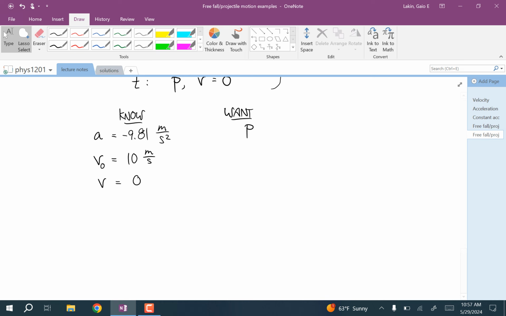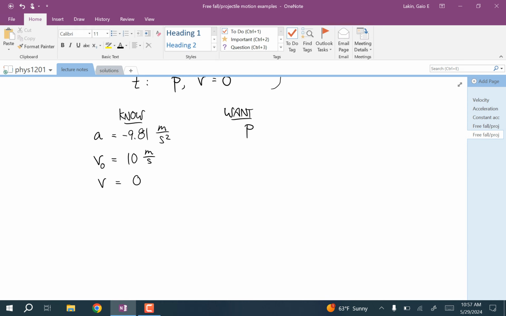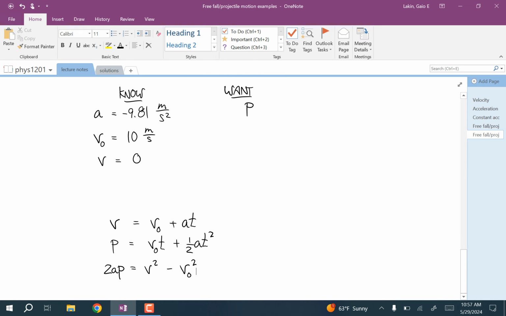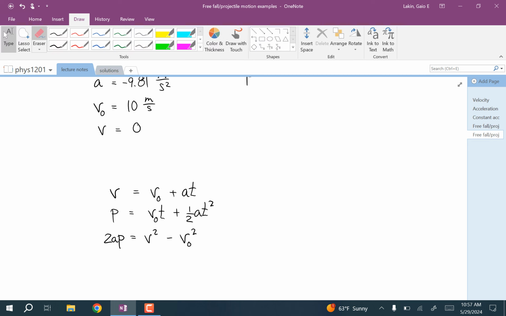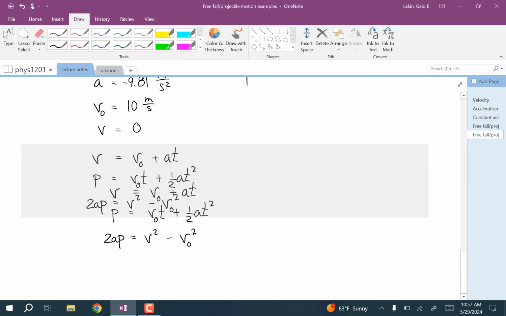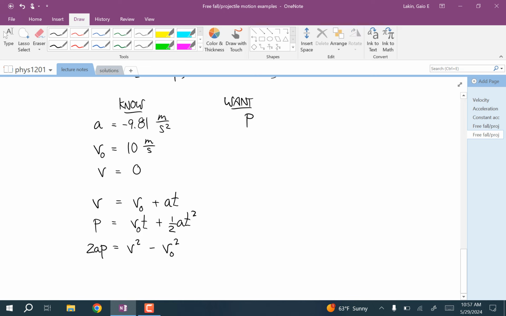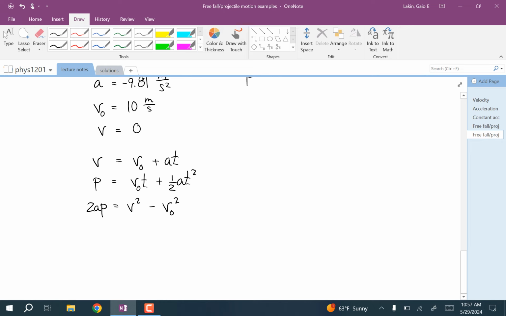Okay, so I'll copy these 3 equations down here. And we have to think, is there any one of these 3 equations that lets us calculate that position? Neither of the first 2 work because we don't know the time. But I think this third one should work.